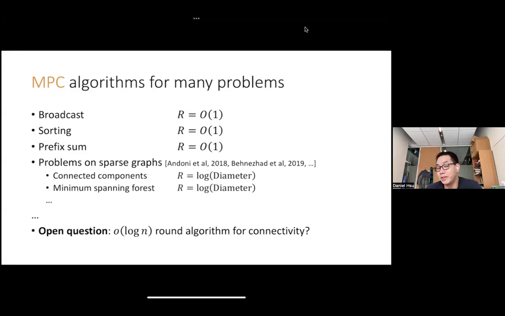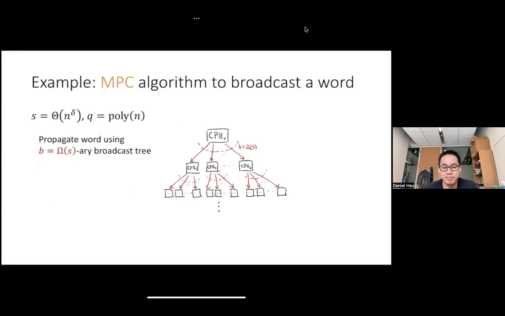Just to give you a flavor of what an MPC algorithm might look like. So here's the problem of broadcasting a word to all the other machines. So you think of the input as somehow one of the machines gets a particular word and the other machines get nothing interesting. And that first machine would like all the other machines to know this particular word. Now, if you try to just have that machine send that word to all the other machines, this might exceed the bandwidth restriction, right?